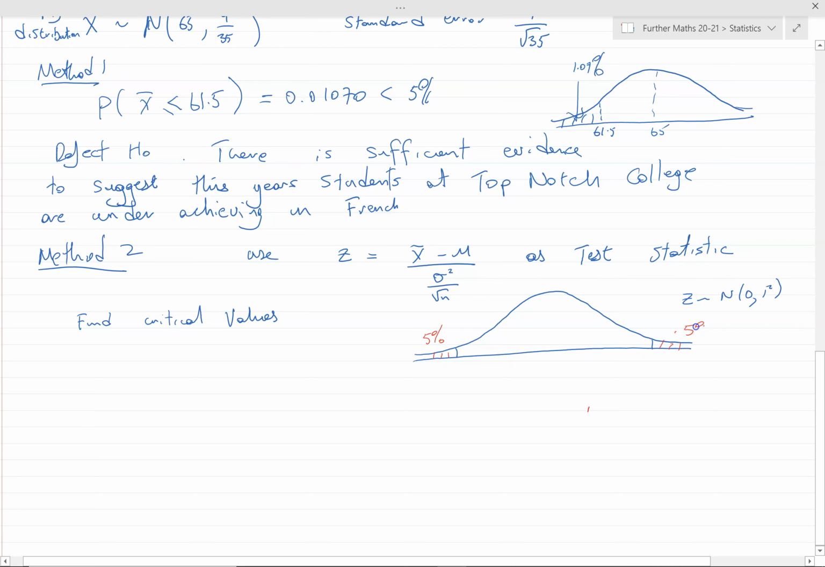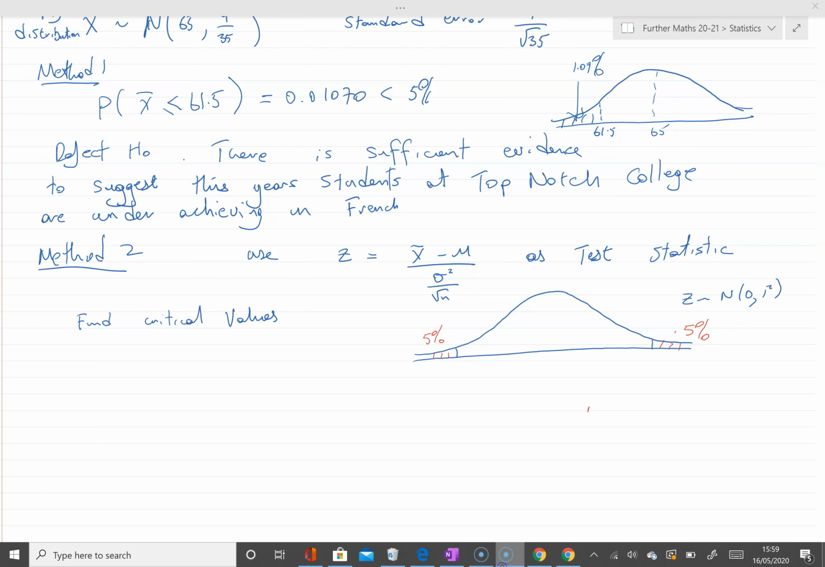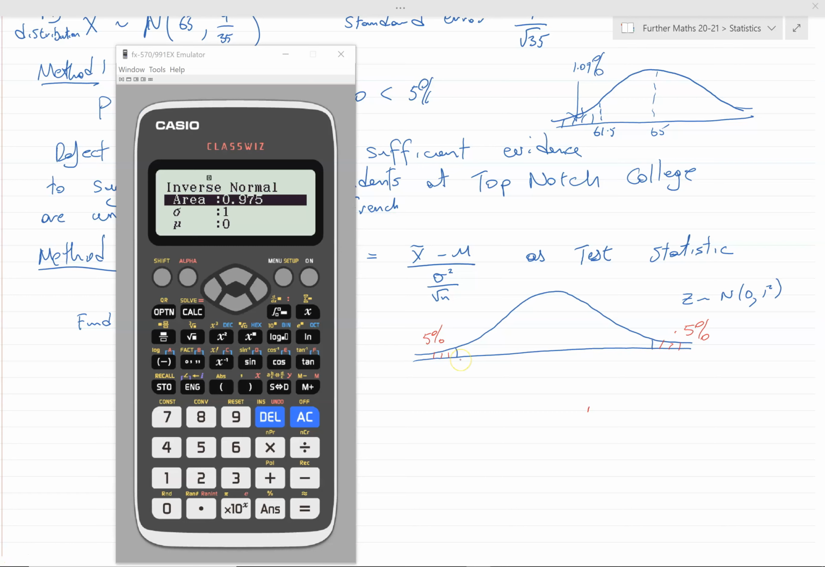Okay, so let's bring up the calculator. We can use it to find the lower value or the upper value, or both. To be honest, we're wasting our time doing both, because they're going to be symmetrical. We're going to have a negative value for Z here because the mean is 0, and a positive here. So we put 0.05 for our area, standard deviation 1, mean 0. That gives us the value minus 1.645.